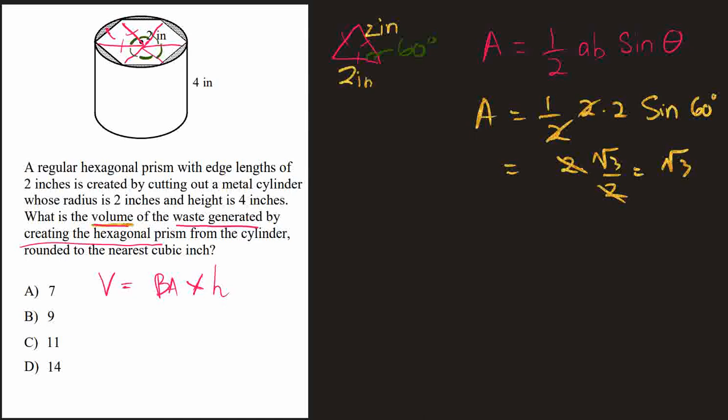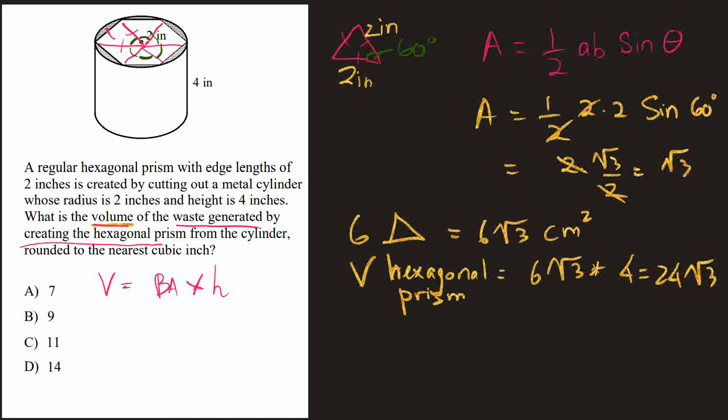Since we have 6 triangles, based on the formula, volume is base area times height. Now we have the base area of the hexagonal prism as 6 square root of 3, times the height, which is 4. Then we have 24 square root of 3 cm cube.